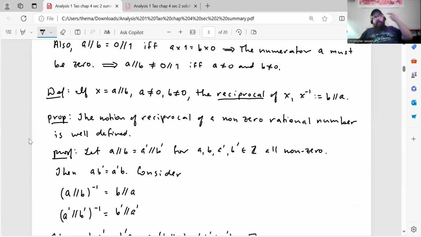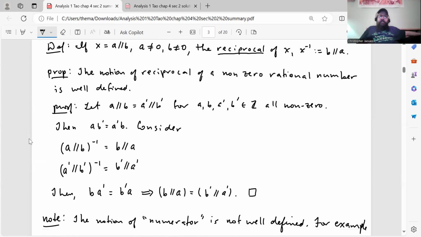All right, and then we can define what we mean by the reciprocal of a rational number. If X is A//B, where A is not 0, B is not 0, then the reciprocal of X, which we denote X inverse or X to the minus 1, we'll define to be B//A.